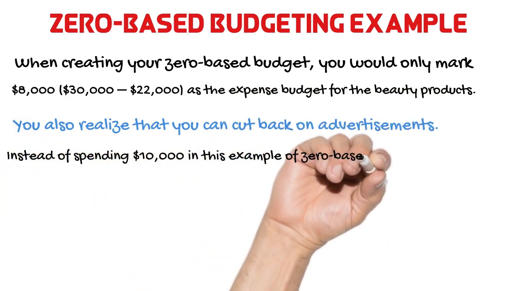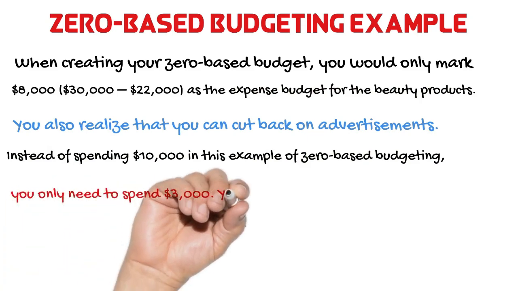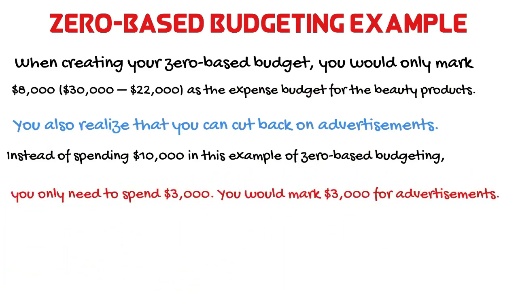You also realize that you can cut back on advertisements. Instead of spending $10,000 in this example of zero-based budgeting, you only need to spend $3,000. You would mark $3,000 for advertisements.